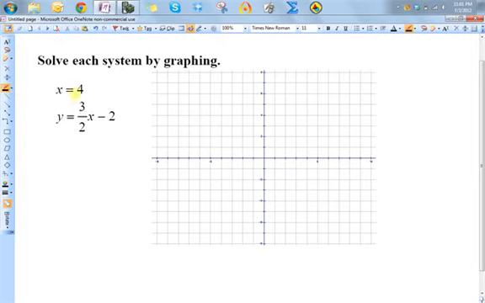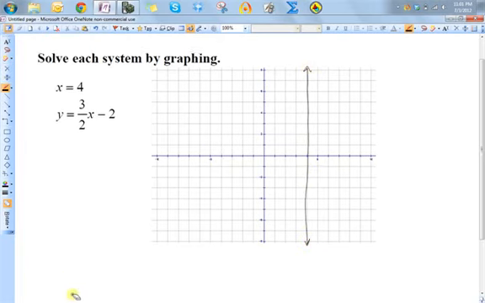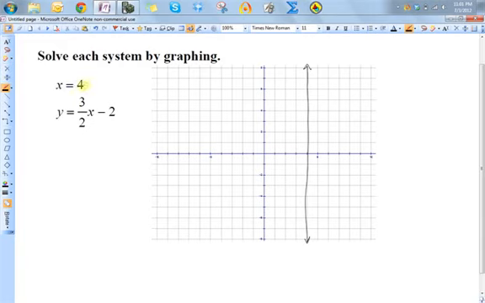If I want to solve this system by graphing, I want to start by first graphing x equals 4. X equals 4 is a vertical line at 4, so we go over to 4 and we draw a vertical line. All equations of the form x equals a number are going to be vertical lines.